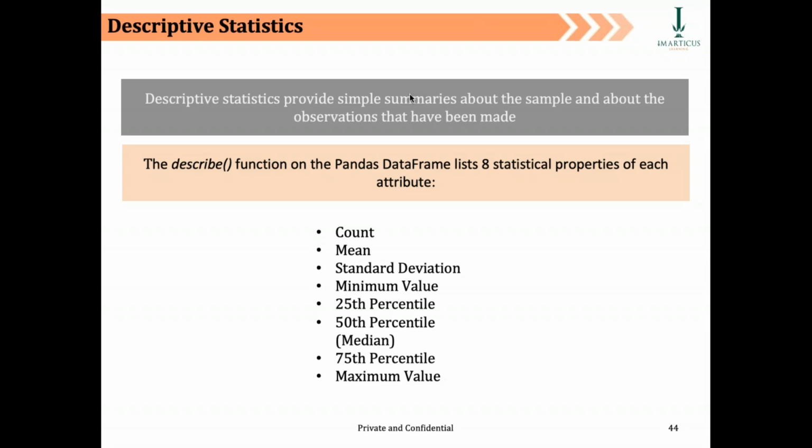Good, Bhavita. So basically the descriptive statistics provide a simple summarization of the sample, that means the data frame sample, and of the observations that have been made. The describe function can provide a list of 8 statistical properties of each attribute. Count. So what is a count? That means how many observations. We can count the number of values in any column.